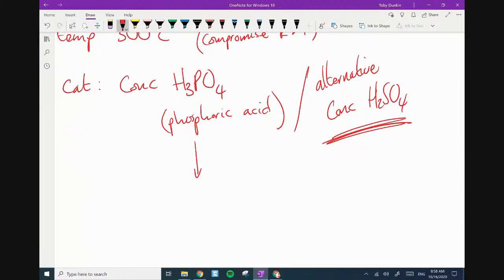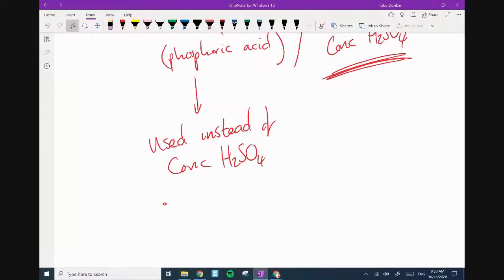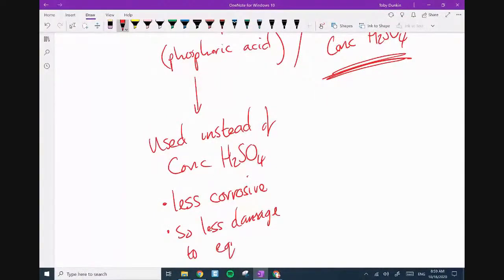So phosphoric acid is a replacement for conc sulfuric, conc H2SO4, because it's less damaging to equipment. The answer is less corrosive, so less damage to equipment. You can also say it's actually safer to handle as well. That's also allowed. Safer to handle.